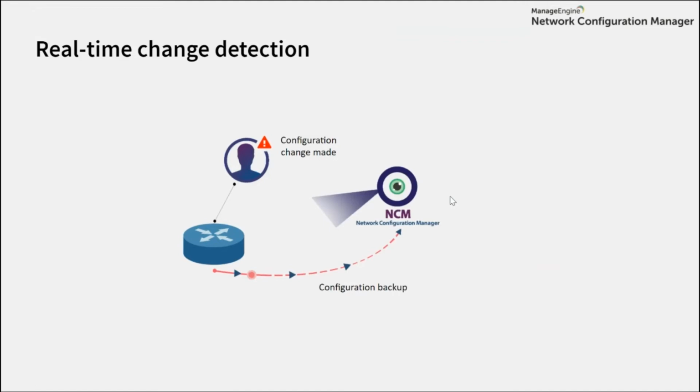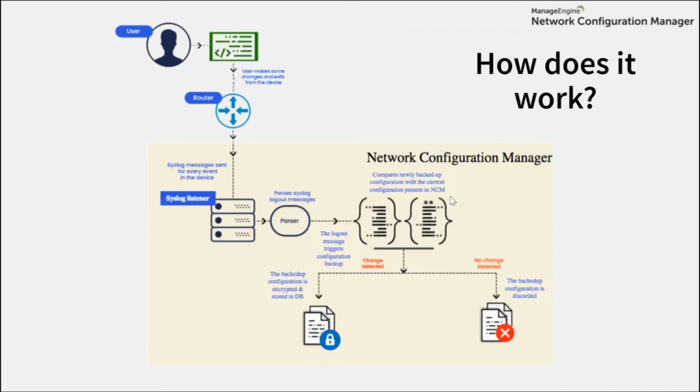First, we have the real-time change detection. Using the real-time change detection, you can ensure that NCM looks for every configuration change that happens in your network and instantly triggers a backup for all of those changes. So let's look in detail at how the real-time change detection-based backup works.